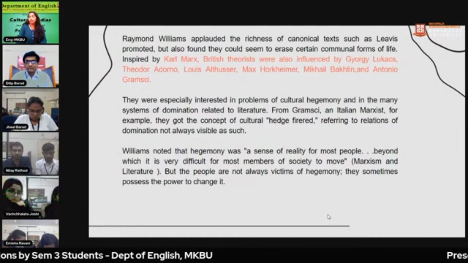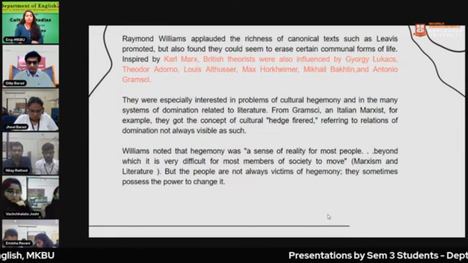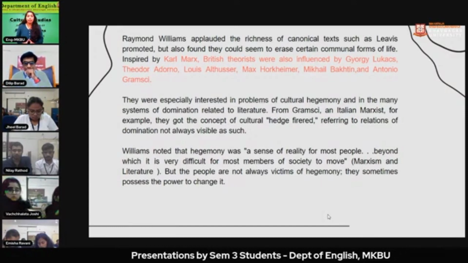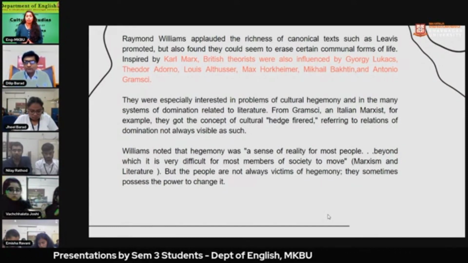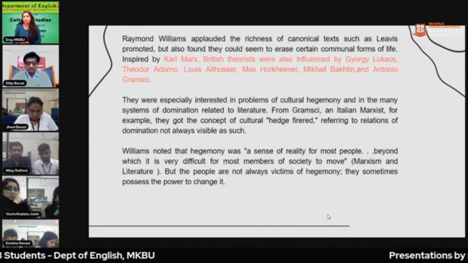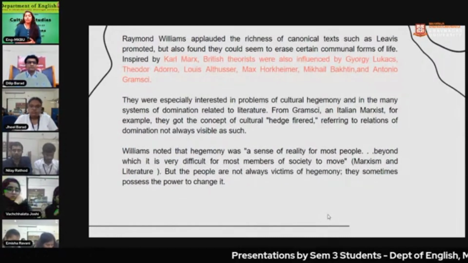Marx, Emile Durkheim, and Antonio Gramsci. They were especially interested in the problem of cultural hegemony and its many systems of domination related to literature. How the elite class dominated the literature also, not only the society, but they also dominated literature.